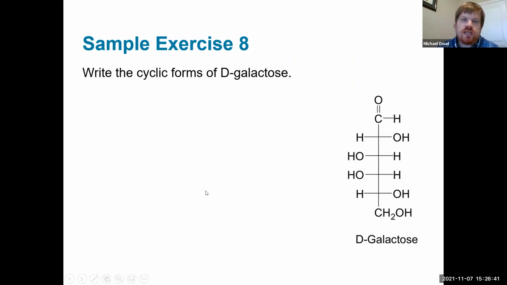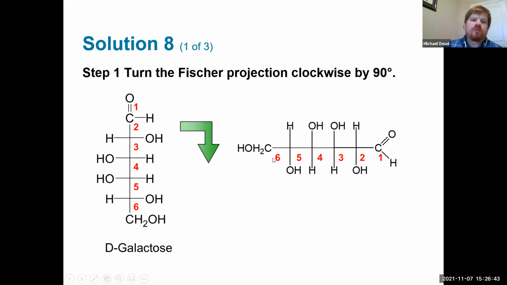Okay, let's go ahead and take a look. So first up, remember the first thing we're going to do is we're going to take our Fischer projection and rotate it clockwise by 90 degrees. So this is carbon 1, 2, 3, 4, 5, and 6. When we rotate it clockwise, we get carbon 1, 2, 3, 4, 5, 6. The things that were on the right are now on the bottom. The things that were on the left are now on the top.